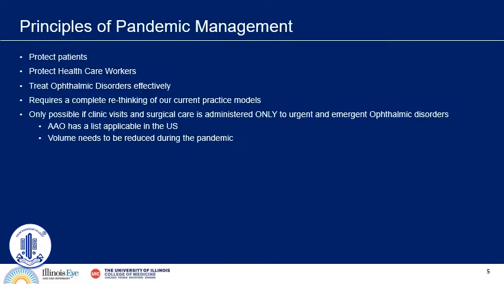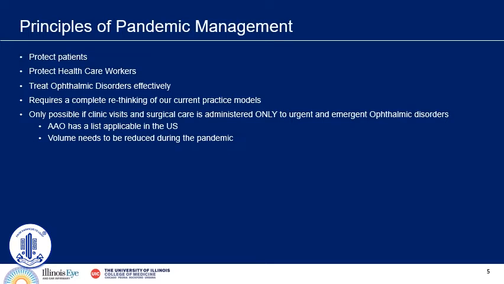So given all of that, the principles that we've tried to put in place for management of ophthalmic care during the pandemic are, number one, obviously to protect patients, but also to treat ophthalmic disorders effectively. A very important component of this is to protect healthcare workers, not only because we don't want them to get sick, we also need to have the healthcare workers healthy enough, with enough of them, to provide ophthalmic care. And so all of the things that I'm going to describe here that we've done recently are really directed towards that.